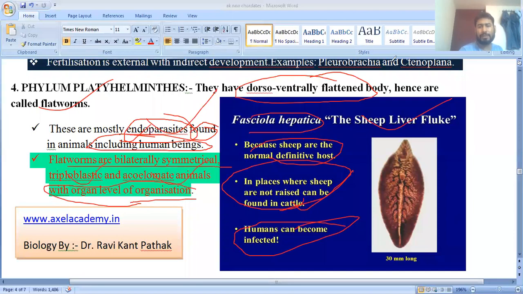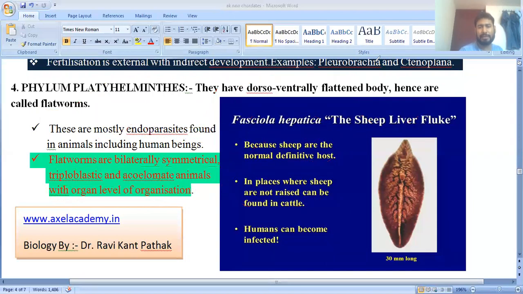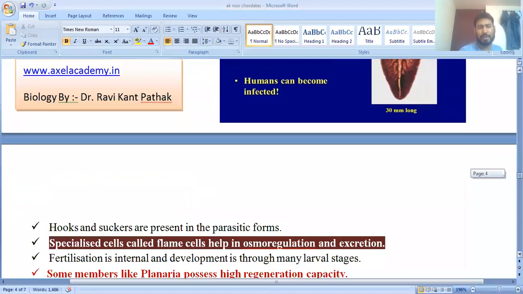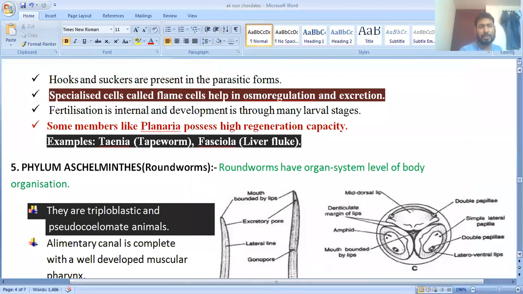and humans can also become infected. So this is a digenetic parasitic animal. What does digenetic parasitic animal mean? Those animals whose life cycle is completed in two different hosts, so due to this it is known as a digenetic parasite. Clear? Next point: they are provided with hooks and suckers, and they are present in parasitic form.